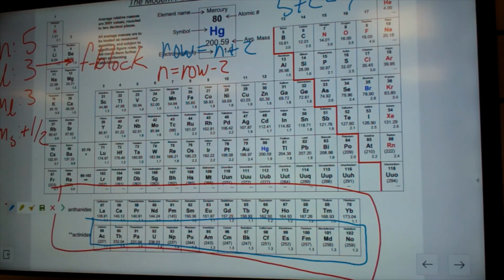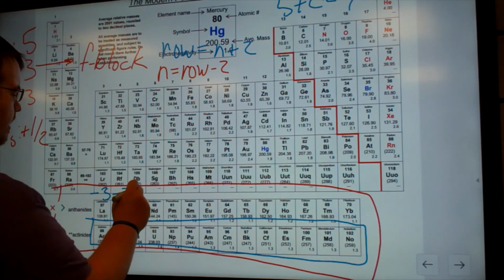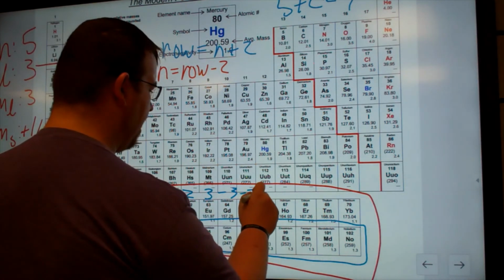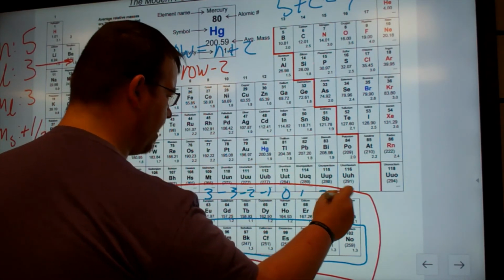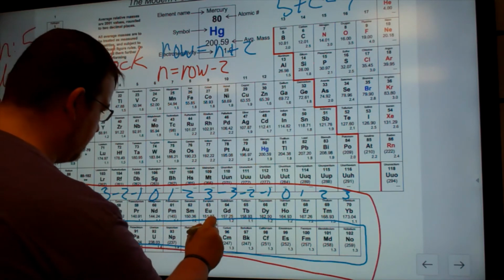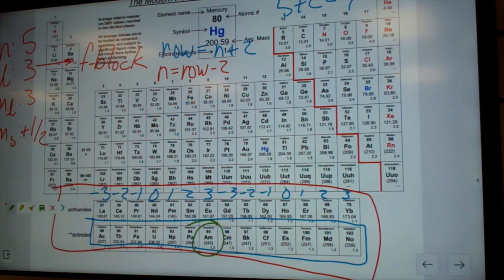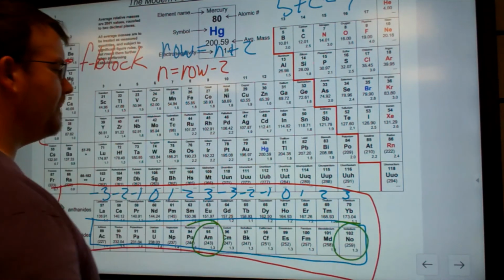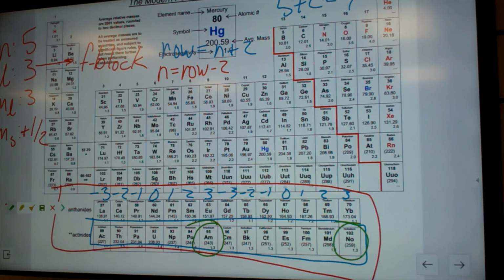Now let's use M sub L. My orientation is 3. So let's label this out. -3, -2, -1, 0, 1, 2, and 3. Repeat. -3, -2, -1, 0, 1, 2, 3. I know I'm looking at 3. Here's 3. So element 95, americium, and element number 102, nobelium. I have it narrowed down between those two.